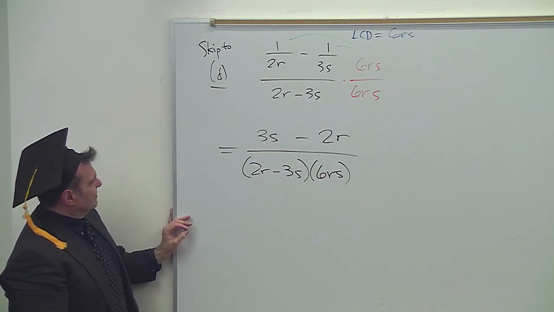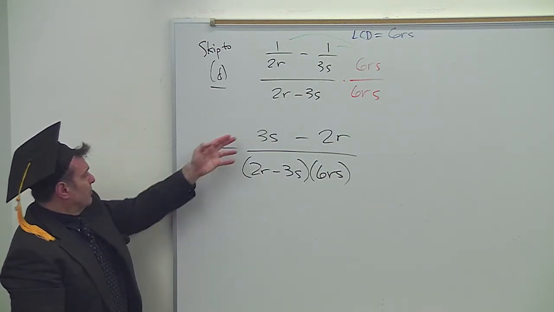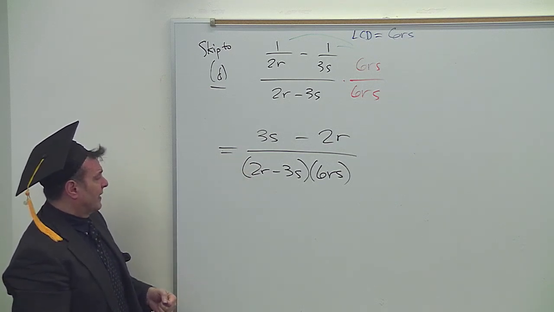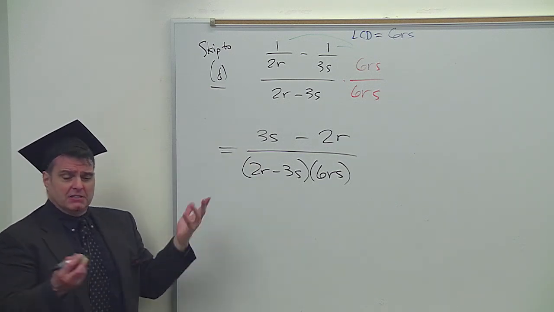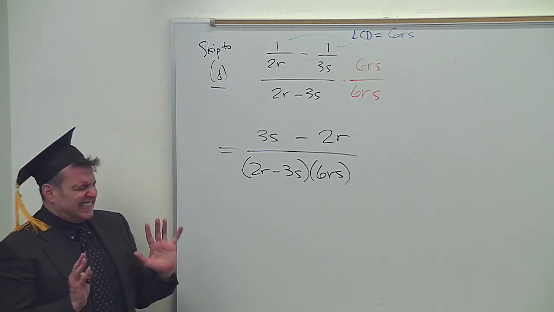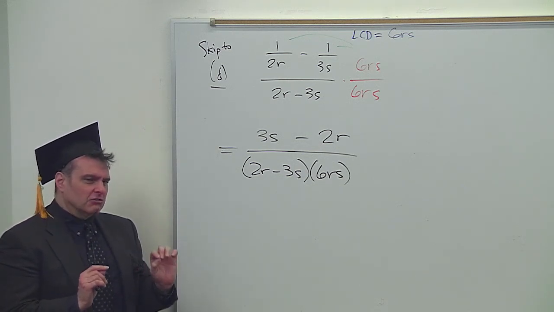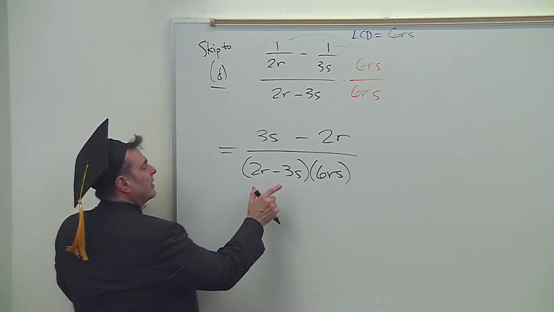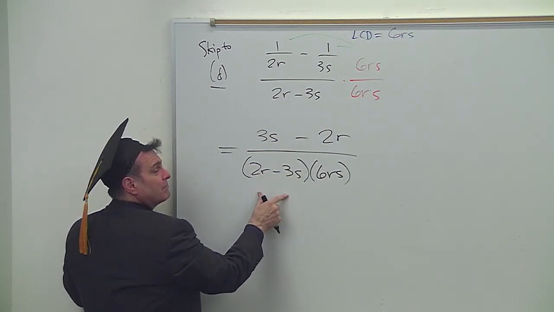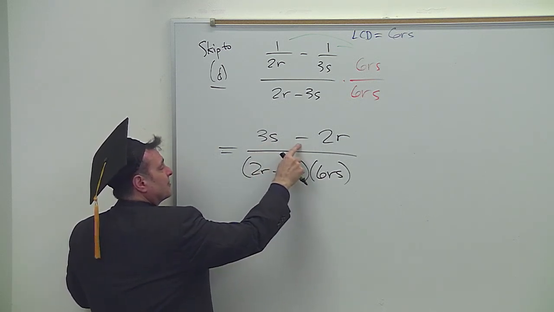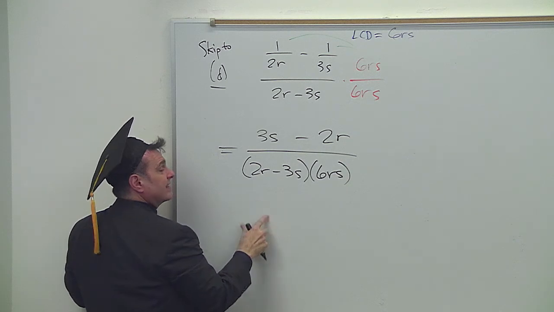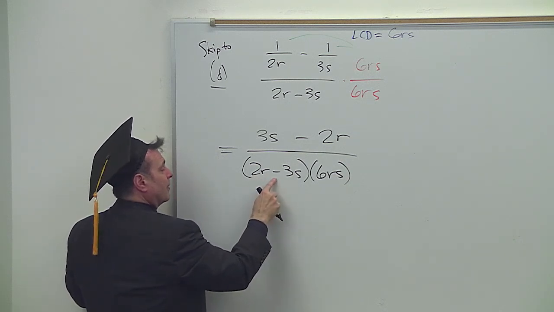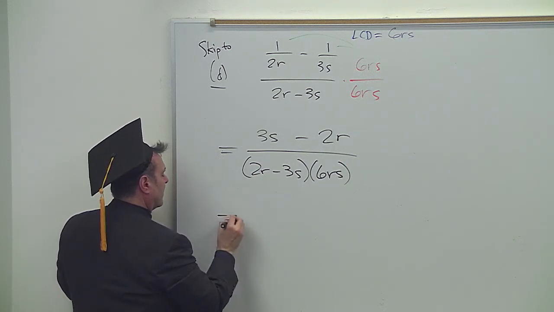Now, you might look at this and say, well, there are no factors. The numerator doesn't factor. The denominator is already factored. There's nothing in common. It doesn't reduce. You have to look a little more closely. You'll notice, remember the opposite binomials? 3s minus 2r is exactly the opposite of 2r minus 3s.